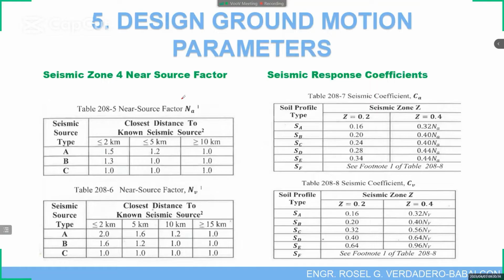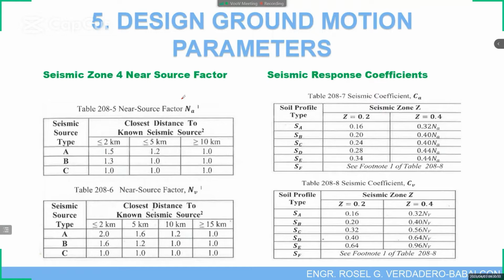So these are the design ground motion parameters for seismic zone 4. We have the near source factor and the seismic response coefficient. These are found in Table 208-5, Table 208-6, 208-7, and 208-8 of NSCP 2015. For the near source factor, we have two: Na and Nv. After we have identified the seismic source type and the distance from the site to the nearest fault line, we can now identify the near source factors Na and Nv.